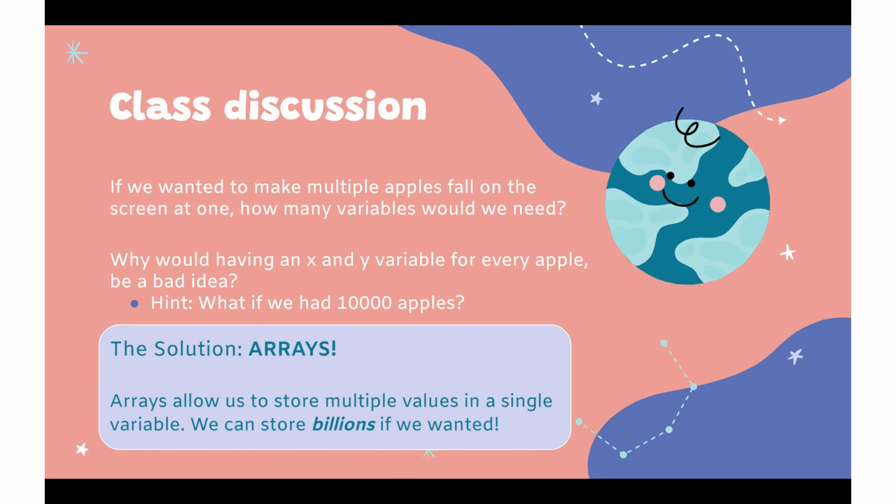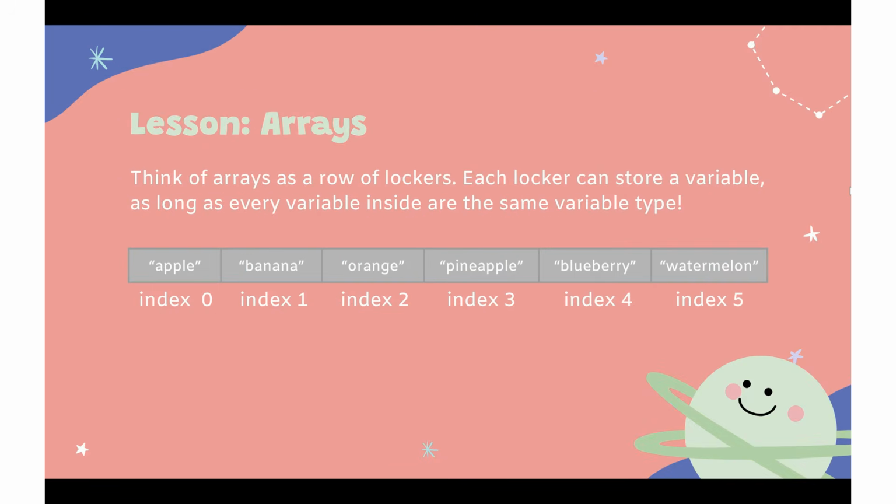Arrays let us store multiple values inside of a singular variable. If we had arrays, then we can have an array for the x coordinates and an array for the y coordinates, so we'd only need 2 variables instead of 20,000. Now this is an extreme example, but this is what arrays can be used for. And arrays can store billions of values if we wanted them to. So let's learn how they actually work.